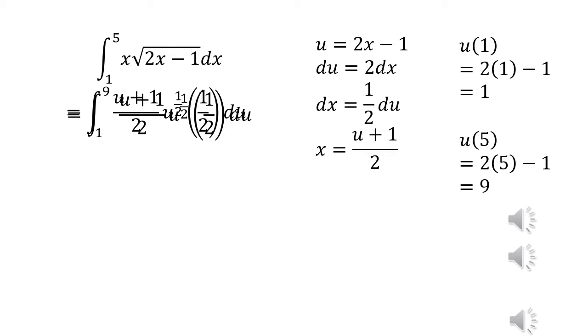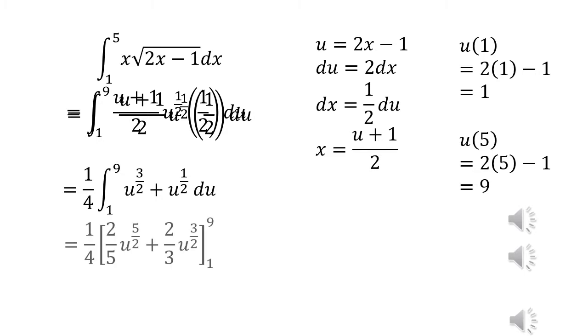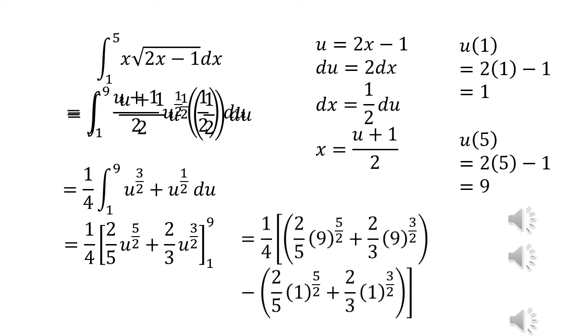And just as we did before, we use the constant multiple rule to pull the two factors of 1/2 to the outside. And we can now integrate directly, term at a time, giving us 1/4 times the quantity 2/5 u to the 5/2 plus 2/3 u to the 3/2 from 1 to 9. Directly substituting in the limits of integration gives us this fairly awful expression that I will not pronounce. And if you plug it into your calculator, you will find that it has the value 28.53333.